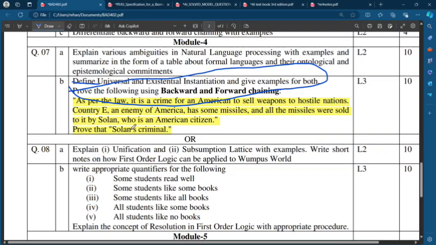First, let us read the question. As per the law, it is a crime for an American to sell weapons to hostile nations. Country Nono, an enemy of America, has some missiles, and all the missiles were sold to it by West, who is an American citizen. So prove that West is criminal. Here we have to prove that.